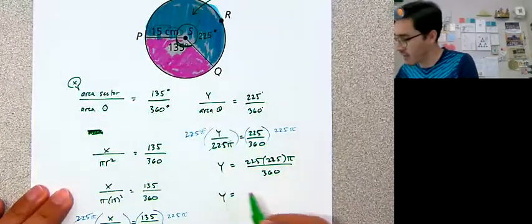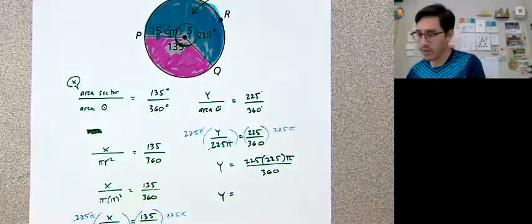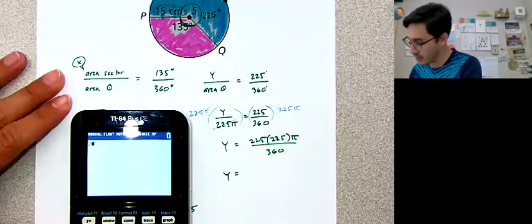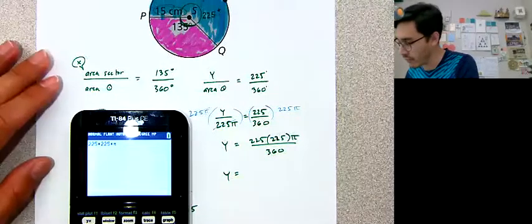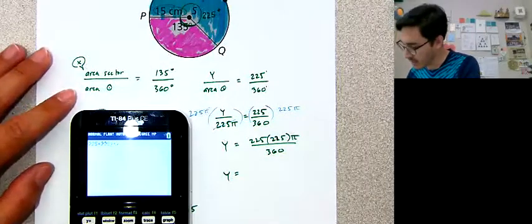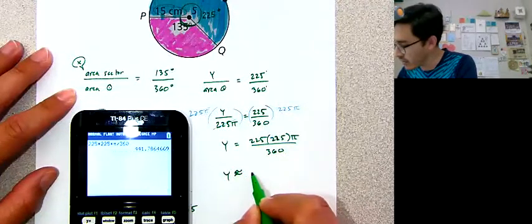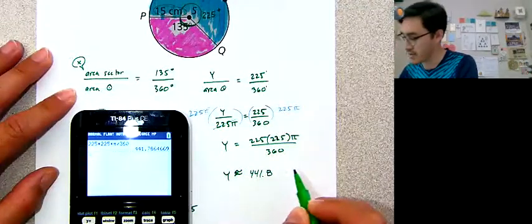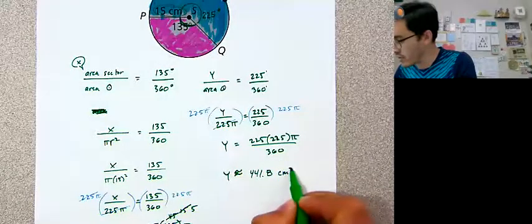Okay, my brain is kind of fried at this point, and I don't feel like trying to reduce that fraction, so I'm just going to convert it to a decimal value right now. Okay, so 225 times 225 times pi, which is 3.14 more or less, divided by 360, it comes out to roughly 441.8. And this is an area, so it's going to be squared units, centimeters squared.